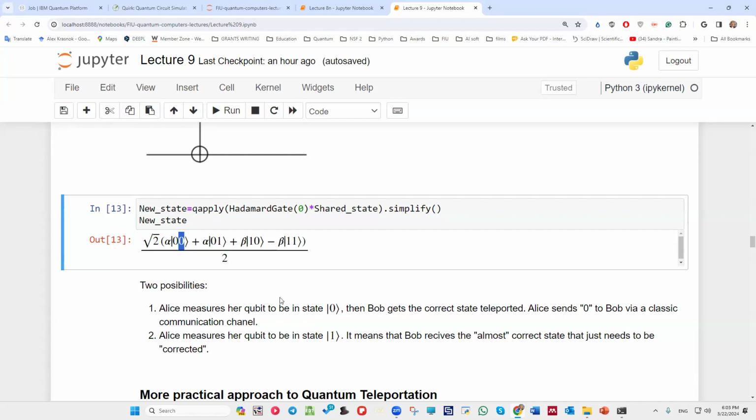However, if she gets 1 in her experiment, she sends 1 over this classical channel, and Bob applies the Z gate to correct the state of his qubit.